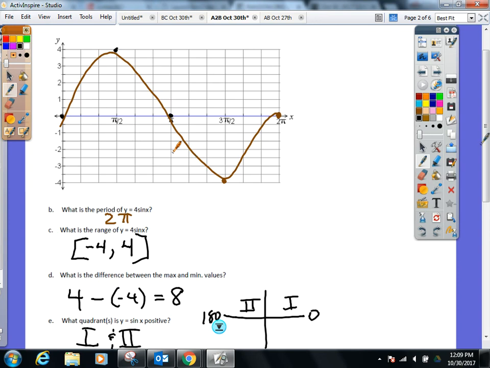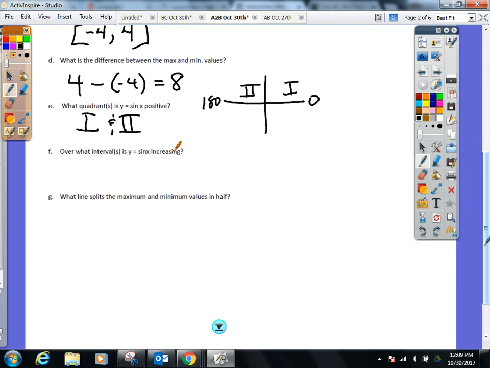Okay. So from 0 to pi, but you know I'm just not going to write that. I'm going to write it mathematically. So from 0 to pi over 2. Some of you may be wondering, why don't I put the or equal to? It's not increasing at those points. It's just there. Okay, it's not increasing.